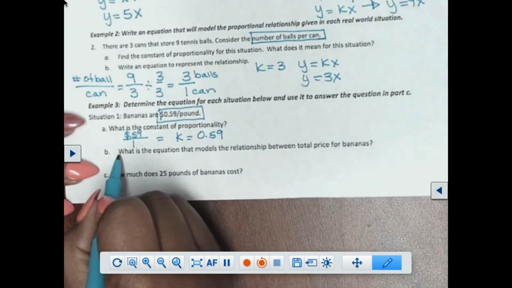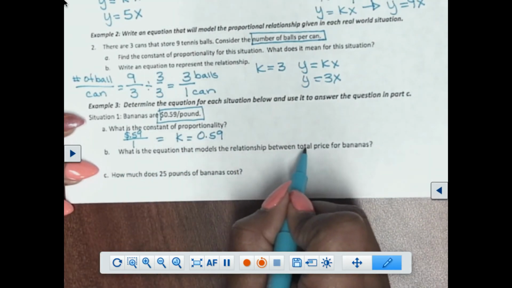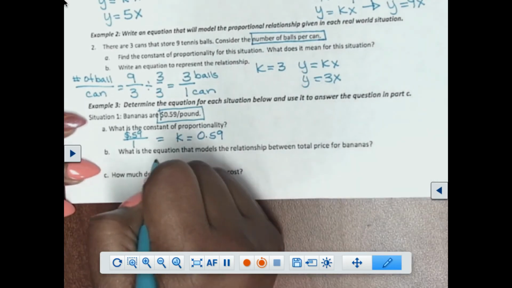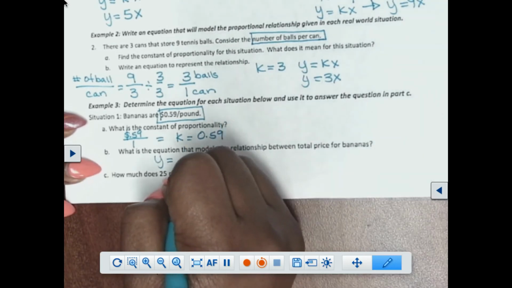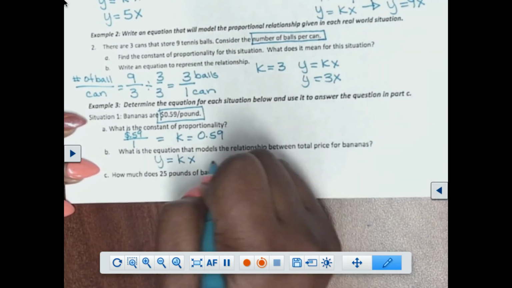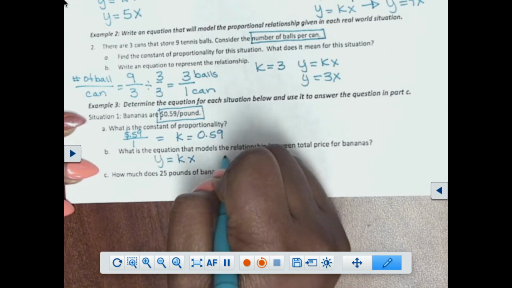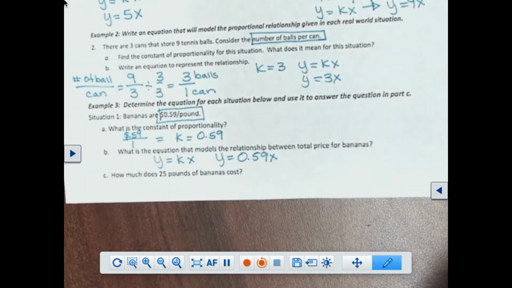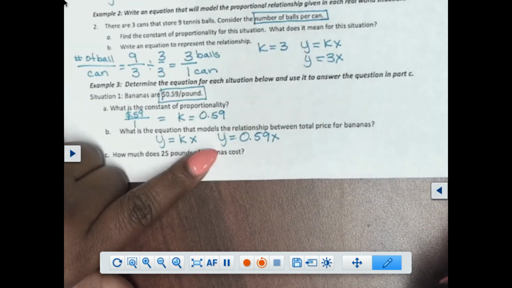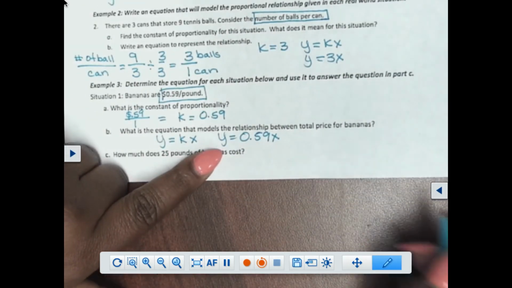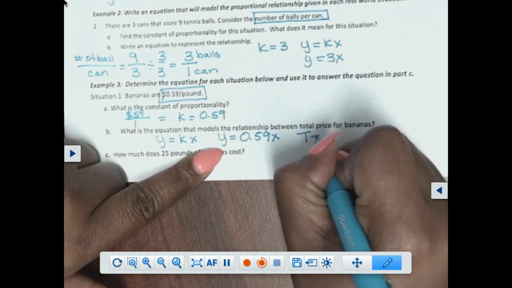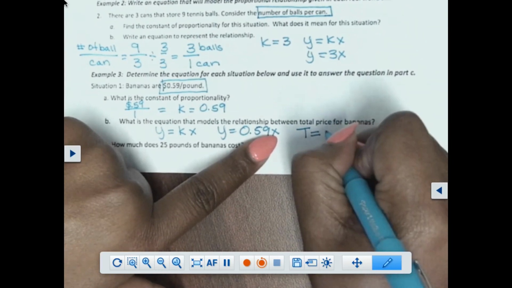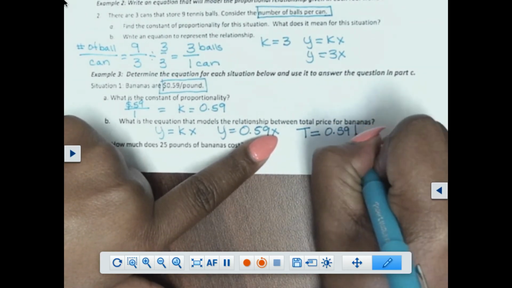Okay. What is the equation that models the relationship between the total price for bananas? Okay. Well, Y equals KX. K, we know it's 59 cents, so Y equals 0.59X. Well, what does this mean? It means my total cost, which is Y, okay, so I could say total price equals 59 cents. So each banana, where X is my bananas, right? Each banana costs 59 cents.